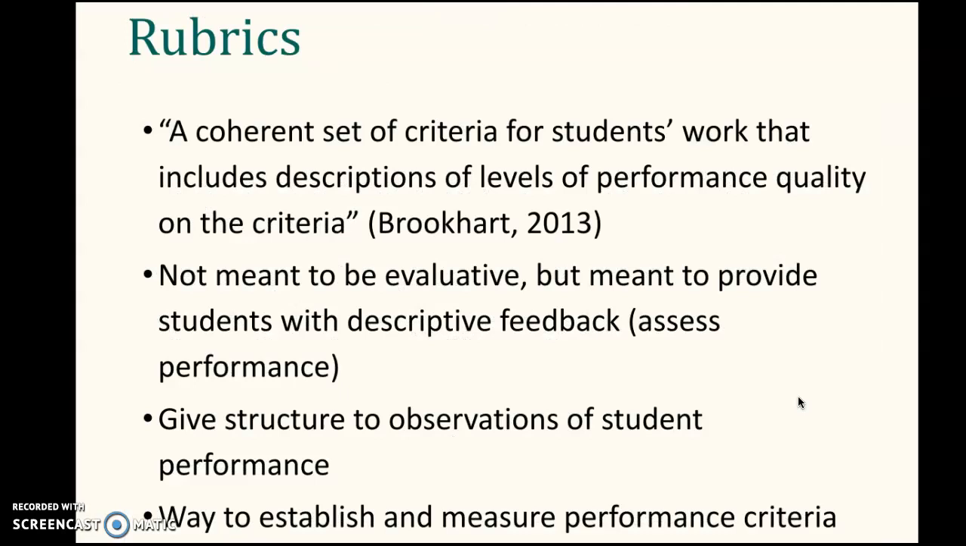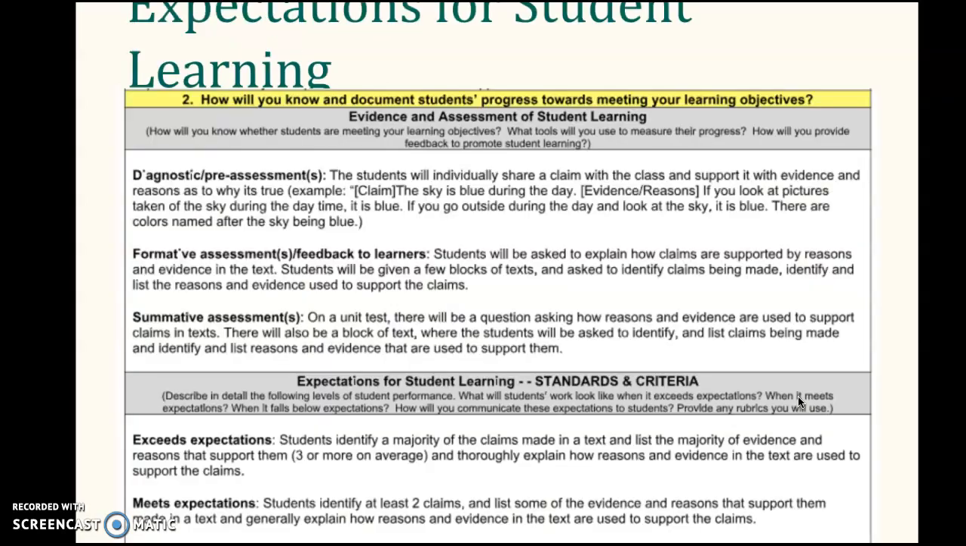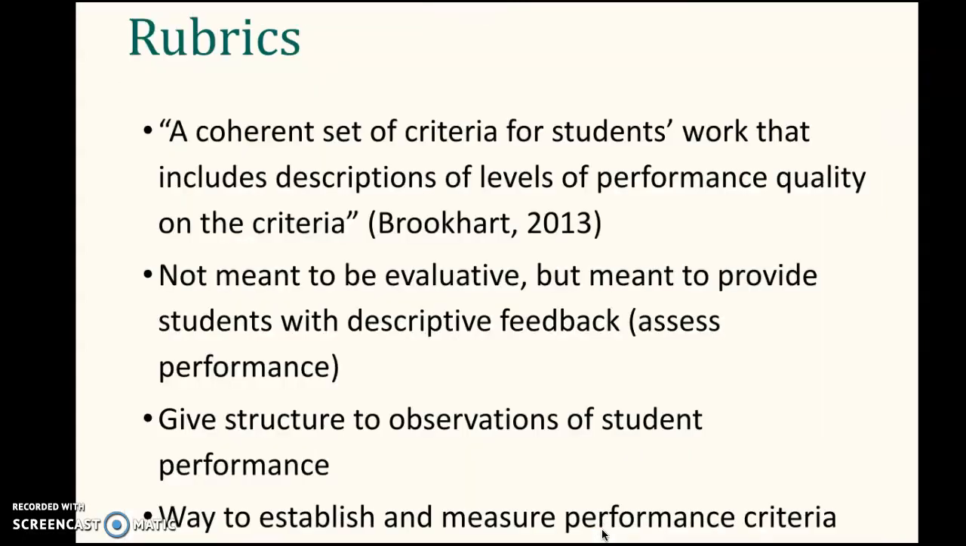Okay, so I like to talk about rubrics at this point because when you think about criteria, especially how this is explained here, this is often shared with students in a rubric, if you think about it. So just to get everybody on the same page about rubrics, a formal definition is a coherent set of criteria for students' work that includes descriptions of levels of performance quality on the criteria. That's very wordy, but ultimately what that's saying is, what criteria are you measuring, and how will you know their level of performance for each of those criteria?